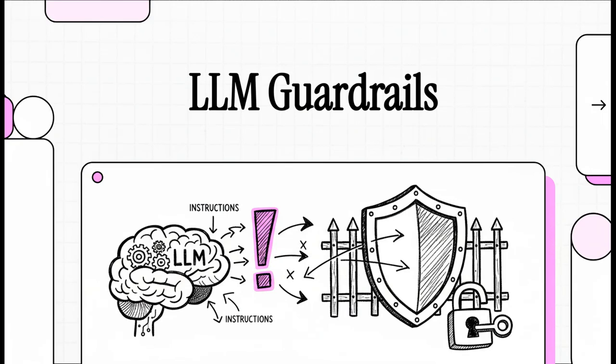So, you're building with large language models. These things are designed from the ground up to follow instructions, and that's their superpower, right? But it's also a massive, massive vulnerability. Okay, let's dive into how we can actually defend our AI systems against one of the biggest threats they face, prompt injection.